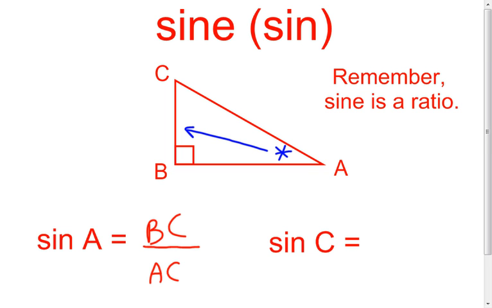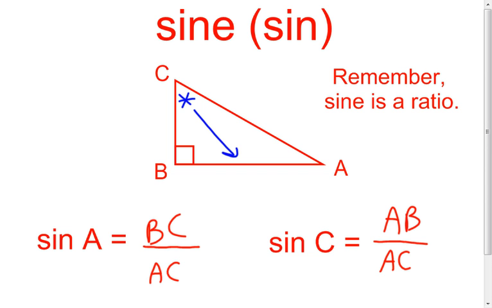Now, if I change this and go to angle C, then my sine of C is going to be different. It's still going to be the opposite side over the hypotenuse. My hypotenuse doesn't change in this triangle. However, if I'm now at angle C, the opposite side would be segment AB. Therefore, I need the length of segment AB. Opposite over hypotenuse for the sine of C. Opposite over hypotenuse for the sine of A.